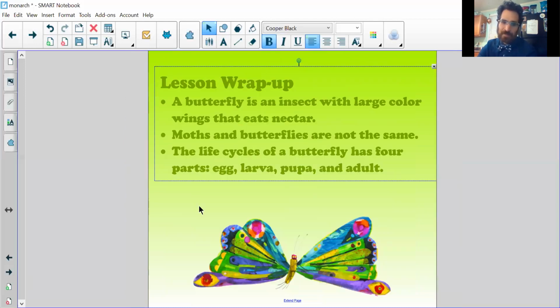So quick wrap up of the lesson. A butterfly is an insect with large colored wings that eats nectar. Moths and butterflies are not the same. And the life cycle of a butterfly is 4 parts: egg, larva, pupa, and finally the adult stage.